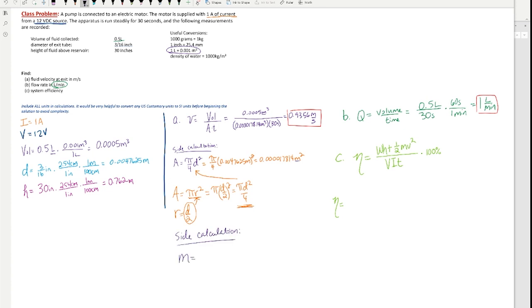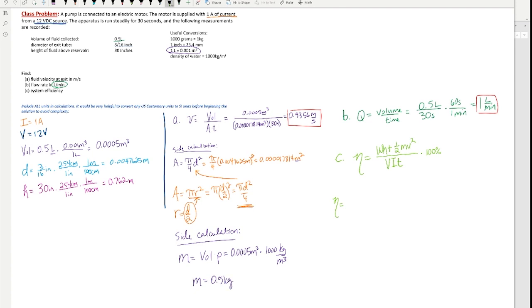Mass is equal to volume times density. Our volume was found to be 0.0005 meters cubed, and our density is 1,000 kilograms per meter cubed. As mentioned earlier, density is a material property, and that 1,000 kilograms per meter cubed should not change as long as you are always working with water. If your pump was moving something different than water, then that density would be a different number. When we multiply this out, we get a mass of 0.5 kilograms.